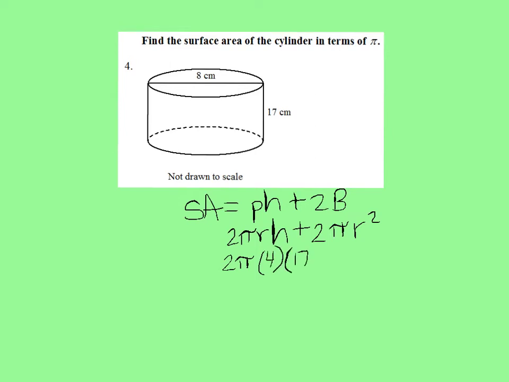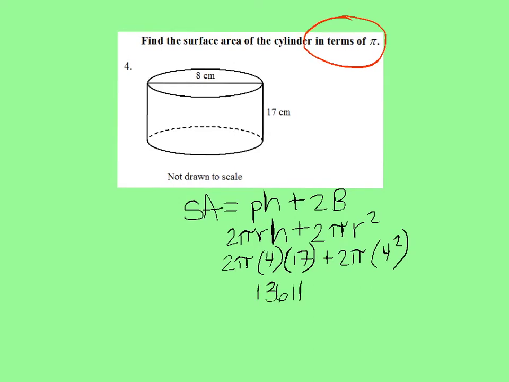The height is 17 because that's what's connecting our two bases together. That's our distance, 17. Plus 2 pi. Again, radius here is 4, and we're squaring it. Now, this did ask us to leave our answer in terms of pi. So don't put pi in your calculator at all when you're solving this. In this first part, you can just say 2 times 4 times 17. You put that into your calculator, and you get 136.